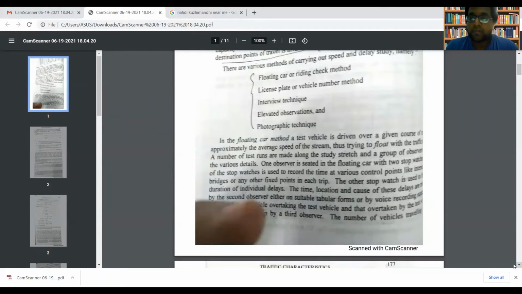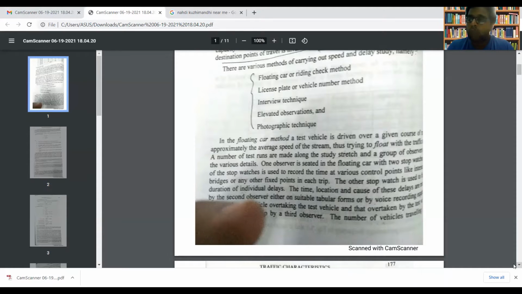Floating car method means that we have a test vehicle. This test vehicle is driven over the given course, and this test car tries to float with the remaining vehicles in the traffic. In this method, we will be carrying out a number of test runs along the steady stretch, and a group of observers will be collecting the observations. One observer will be seated in the floating car, holding two stopwatches.